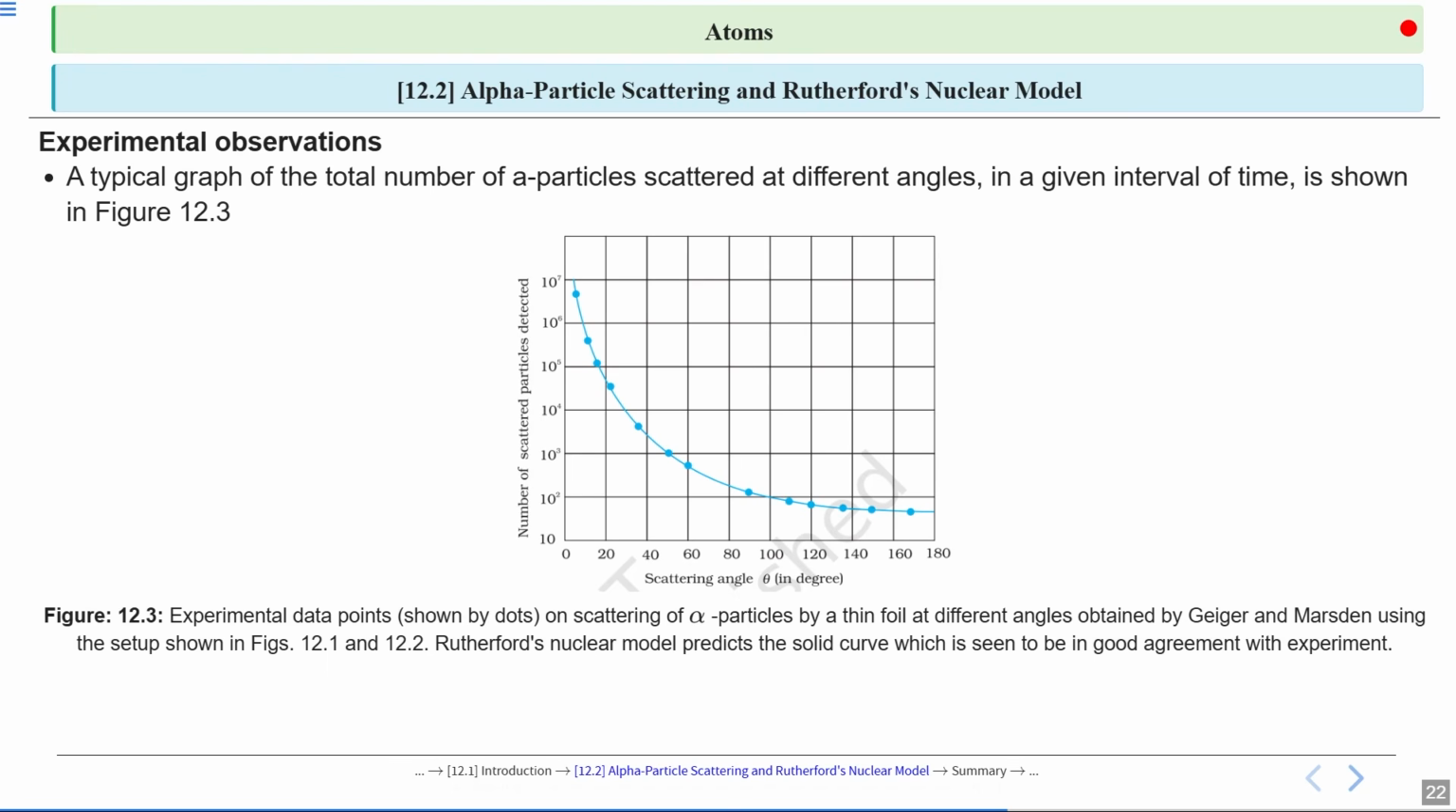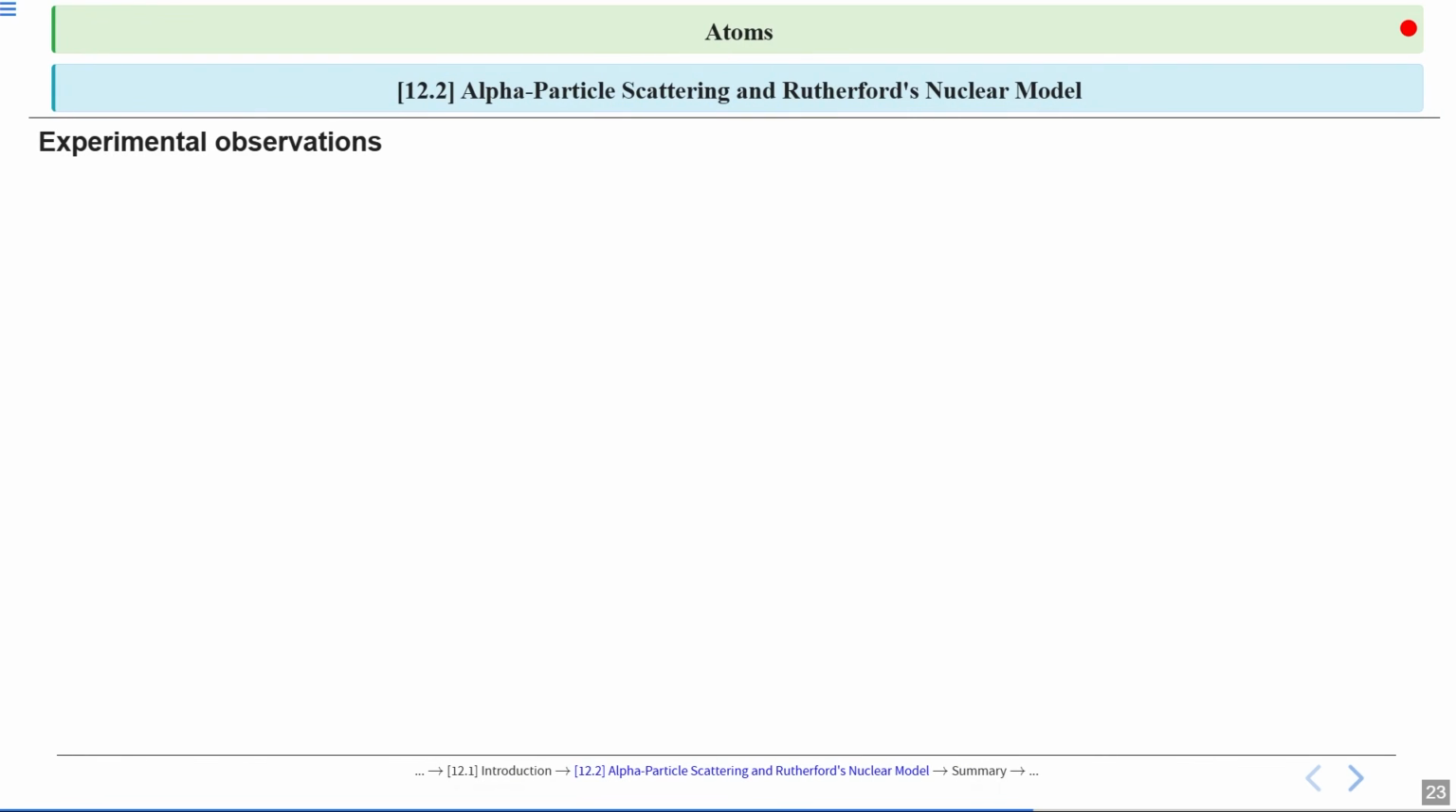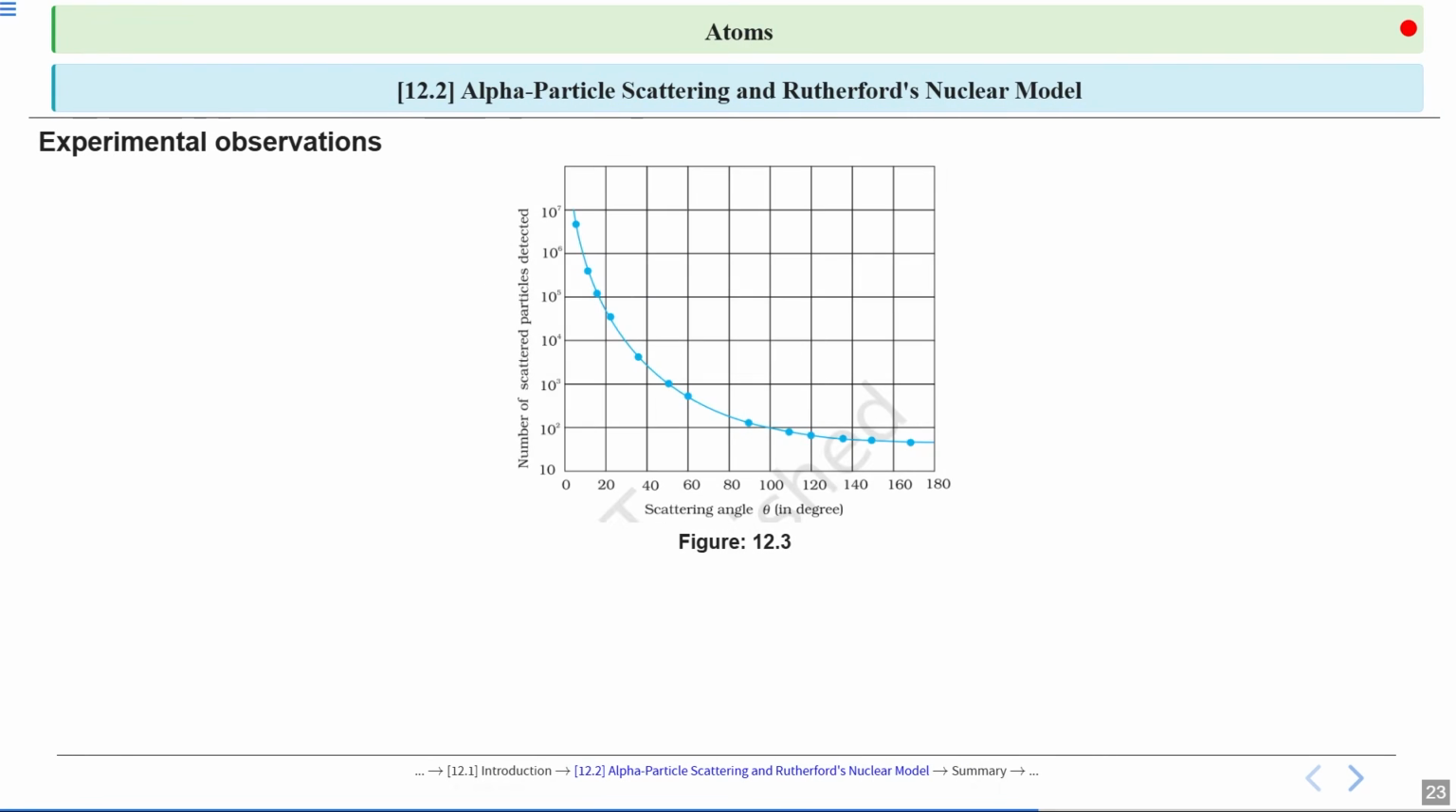To summarize, the graph clearly shows that the experimental data points line up well with the theoretical curve. This tells us that the Rutherford nuclear model accurately describes how alpha particles scatter, confirming the existence of a central nucleus in the atom. So let's see the experimental observations again.